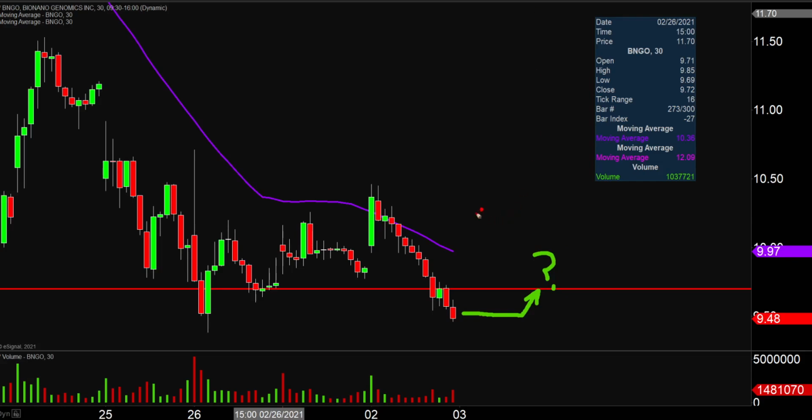And if the price can, then the next key level you'd want to immediately turn your attention to is that purple line there, the 50-period moving average currently valid at, let's just call it the $10 mark.